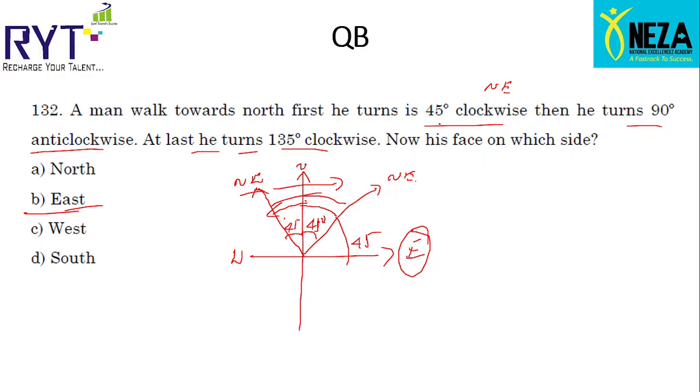Let me repeat it once again. First 45-degree clockwise. Clockwise means like this in direction. So from north 45-degree he came. 90-degree anti-clockwise opposite side. 45 plus 45, 90 he went. Again 135. 45 plus 45 plus 45, 135. He is in east direction.